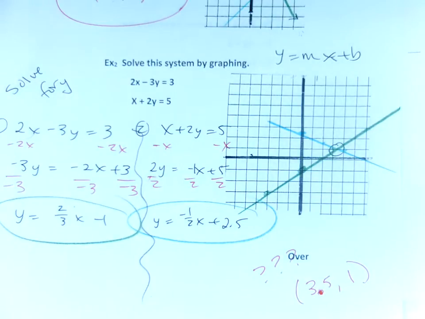So again, graphing's not the best way because you got 3.1, I got 3.51, and so who's right? If we did the math, we'll get the exact answer.